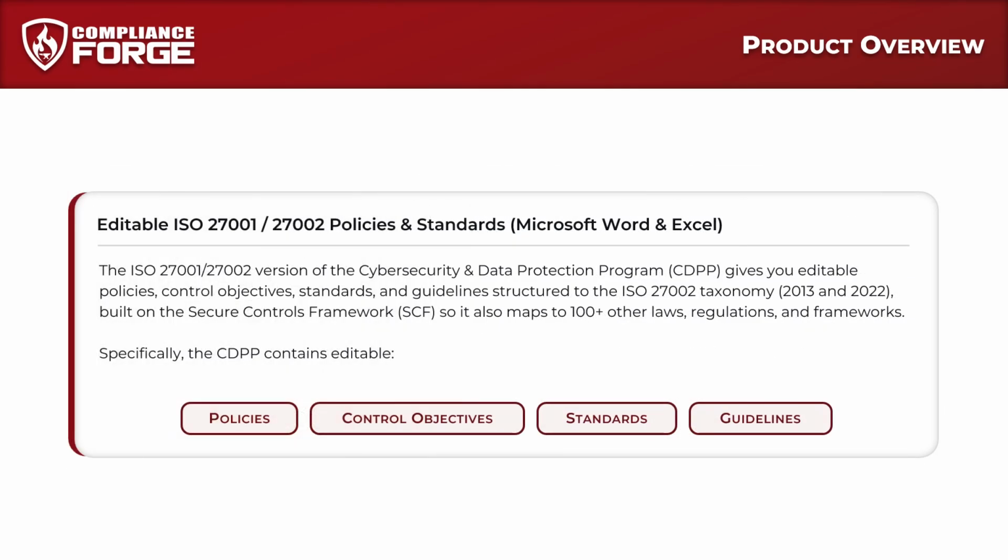Pursuing ISO 27001 certification, or need to prove ISO 27002 alignment to a customer? With what you have right now, could you produce the policies and standards an auditor expects? Or are they incomplete, outdated, or scattered across your team? For most teams, building ISO-aligned documentation from scratch takes hundreds of hours of senior staff time. The CDPP gives you a running start.